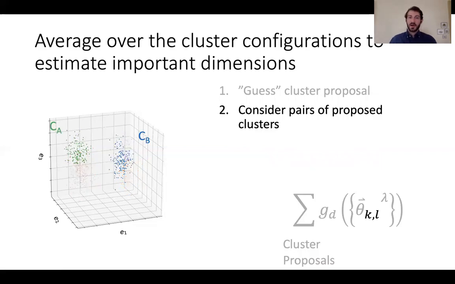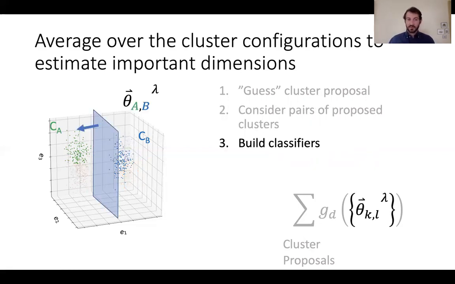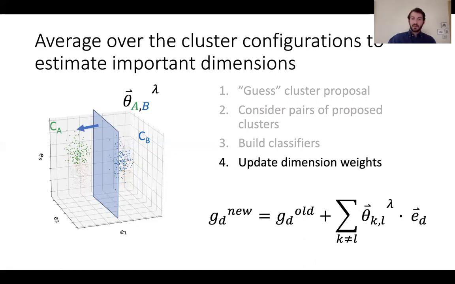Then I'm going to look at all my pairs of these proposed clusters. Here I'm just going to take 2, A and B, green and blue, and I'm going to build a classifier that separates them. Now I'm going to update my dimension weights. This classifier separates them in the E1 axis, and so I would add some weight to G1, which is my weight for that first dimension.